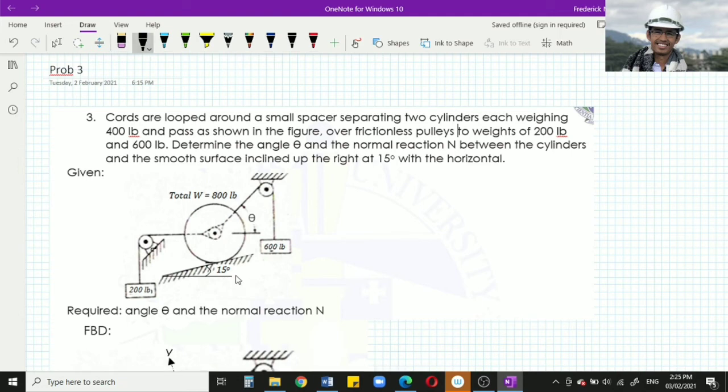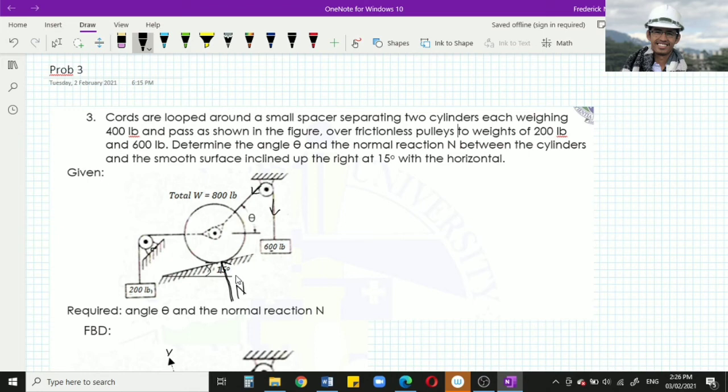This will be our normal force, so perpendicular siya sa ating inclined surface. And we have the tension ng ating cord, yung force na kinikreate ng ating cords. So remember class, this is a frictionless pulley. So kung ano yung force, 600 pounds ito, so this will be also 600 pounds.